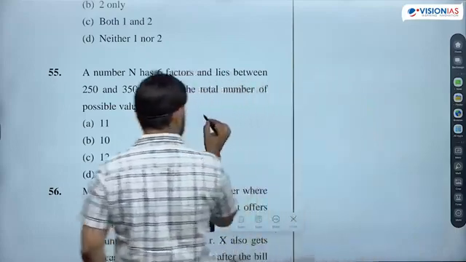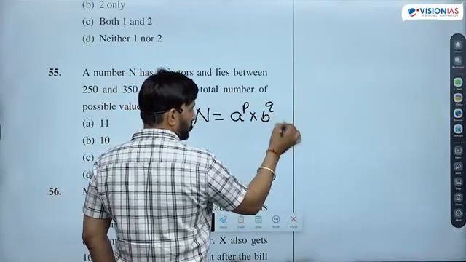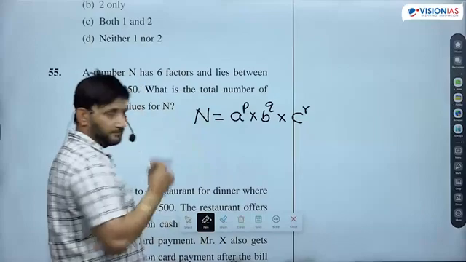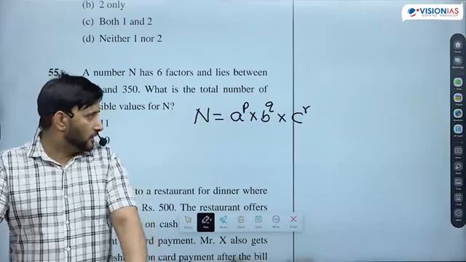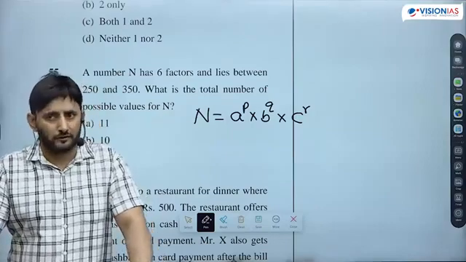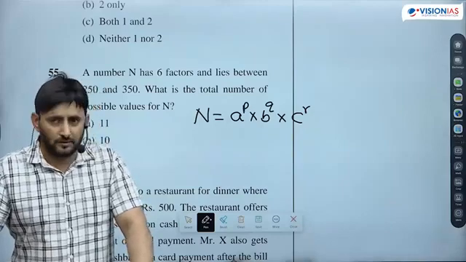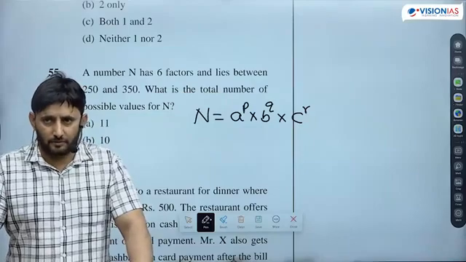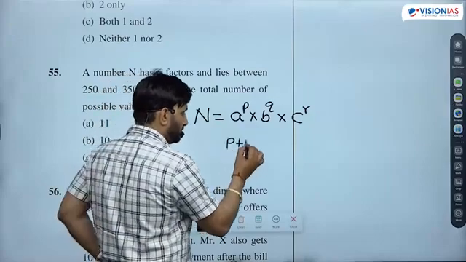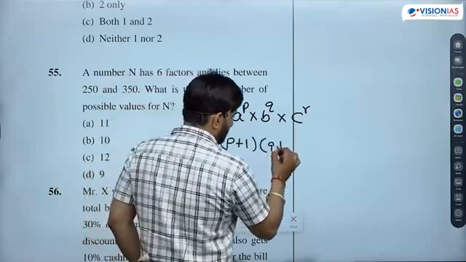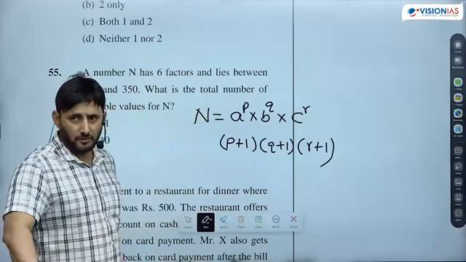If a number is a to the power p into b to the power q into c to the power r, where a, b, c are prime numbers and p, q, r are natural numbers, then number of factors of the number will be p plus 1 into q plus 1 into r plus 1. This is the number of factors of the number.